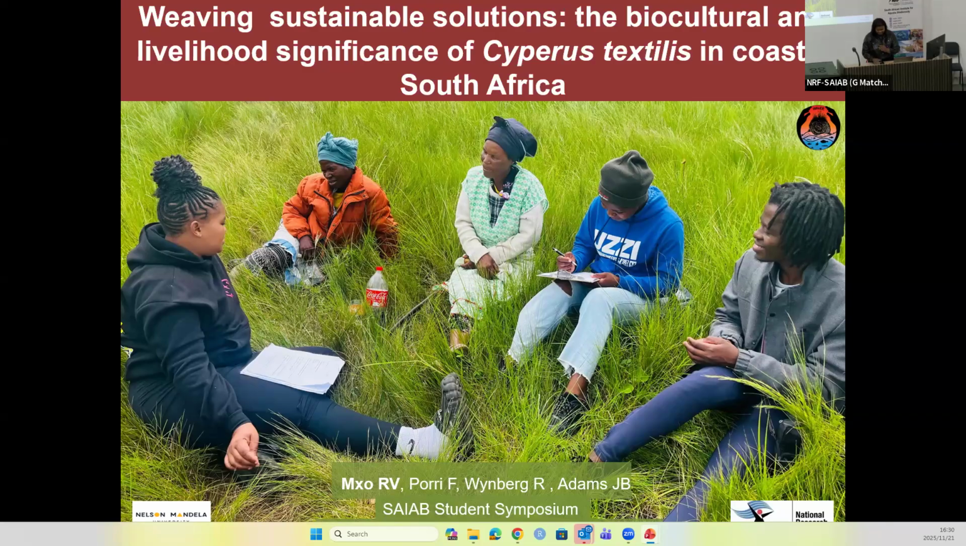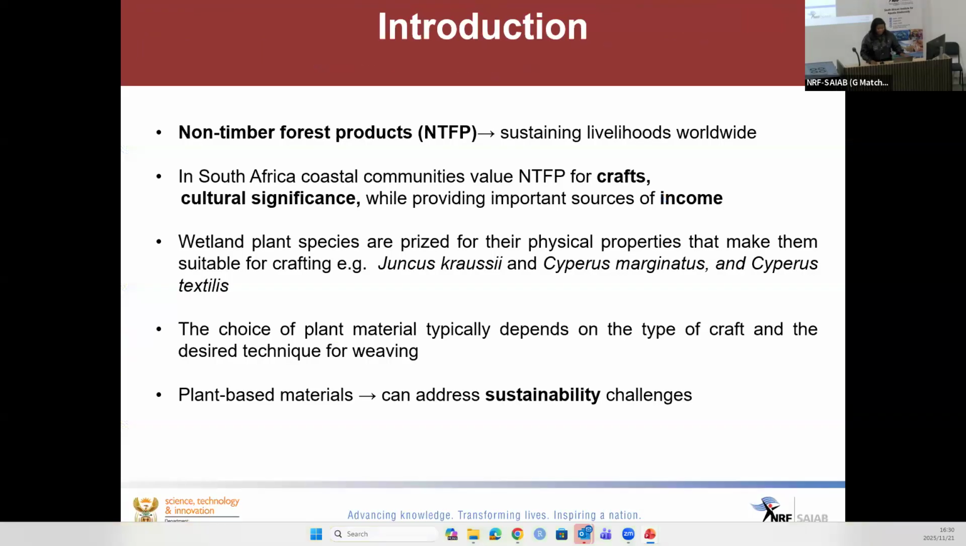Afternoon, everyone. So this is one of my PhD chapters. I'll just get straight to the introduction. So the non-timber forest products are known to sustain livelihoods worldwide. These include a range of animals and plants that are harvested from the forest, savannas, and the natural ecosystems.